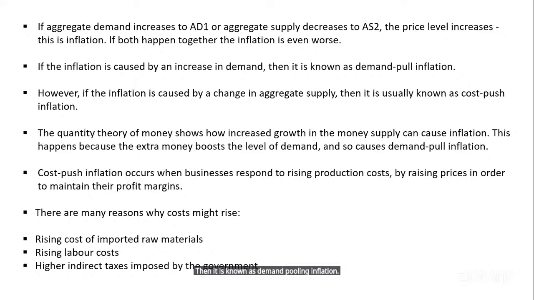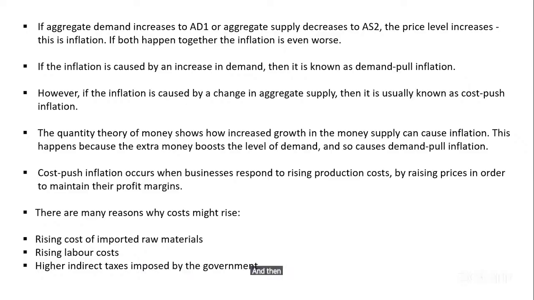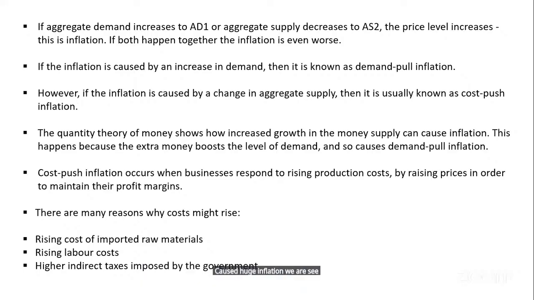How do I mean? There is excess money in circulation, and there is a fixed supply of goods and services. This excess money will be used to chase these fewer goods. It will lead to what? Demand pull inflation. That means it is as a result of your demand that prices of goods and services increase. However, if the inflation is caused by a change in aggregate supply, then it is usually known as cost push inflation. We are still coming to what might make cost push inflation occur.